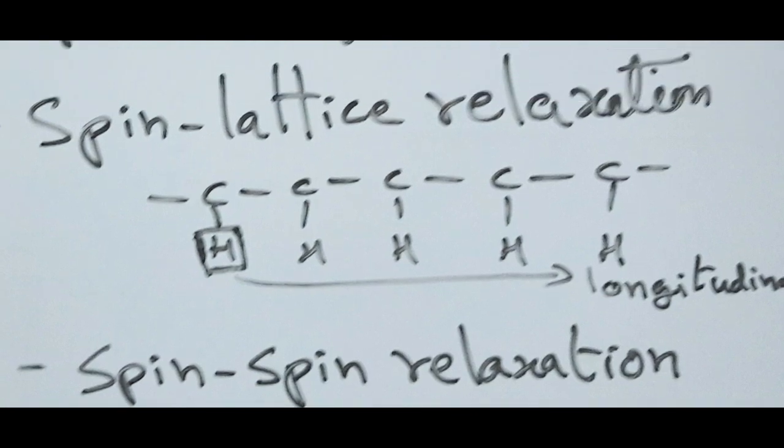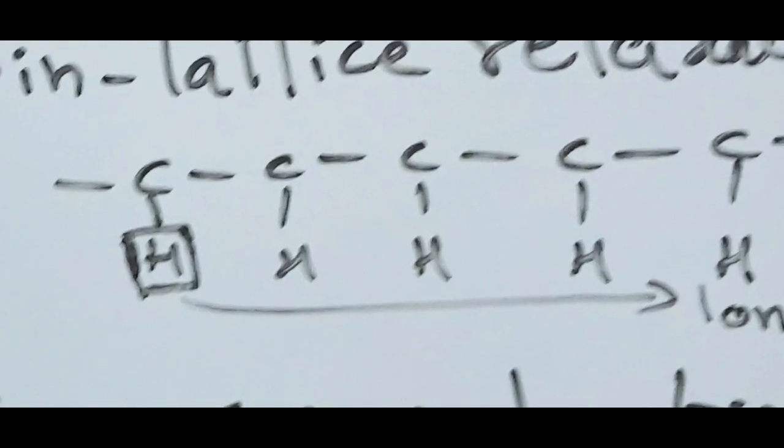What is this spin lattice relaxation? See, the organic molecule may have some 3 or 4 carbons. If it has 3 or 4 carbons, then each carbon may have at least 1 or 2 hydrogens. See, I have given one example. See, the proton which is in the box is excited. It is having the spin. It is in the excited state. Now, if the spin is transferred to the remaining part of the molecule, that is called the lattice, and this process is called spin lattice relaxation.